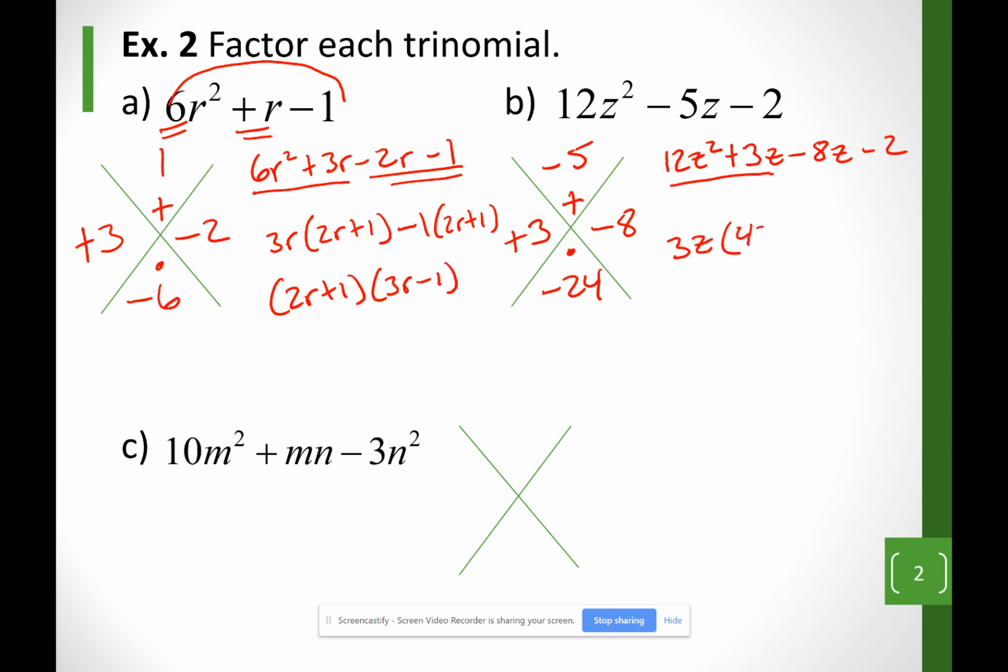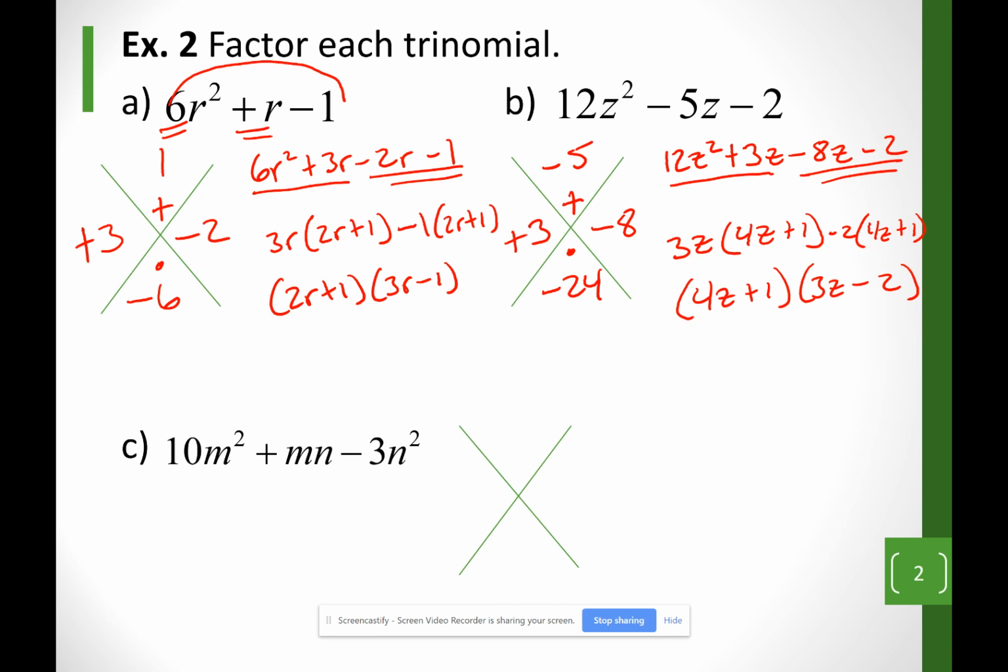Looking at the first two terms, I can divide them both by 3z. So I'm going to have 4z plus 1. Looking at my last two terms, I can divide them both by a negative 2. And I'm going to have a 4z plus 1. So my factoring should end up being 4z plus 1 and 3z minus 2.